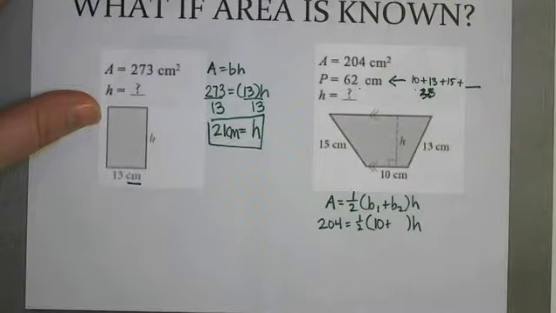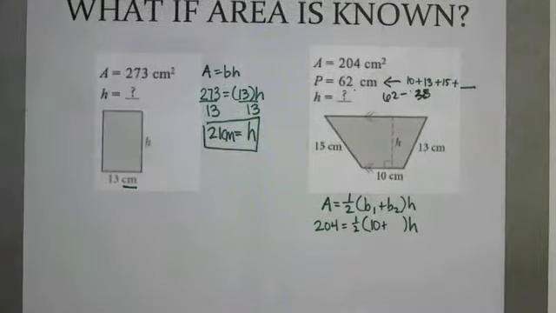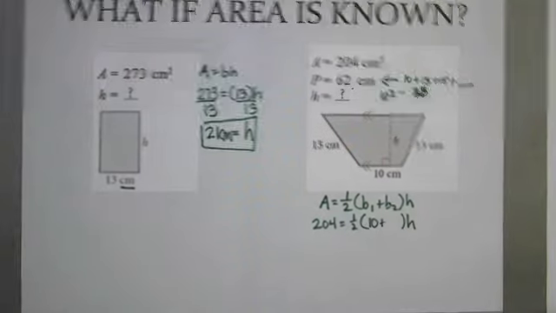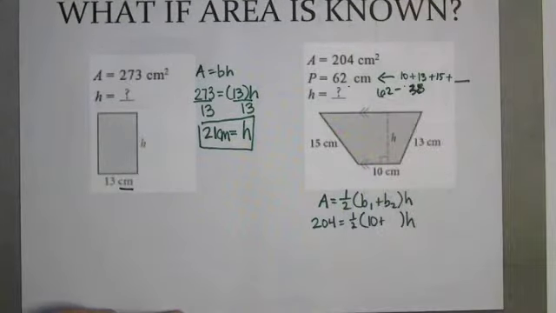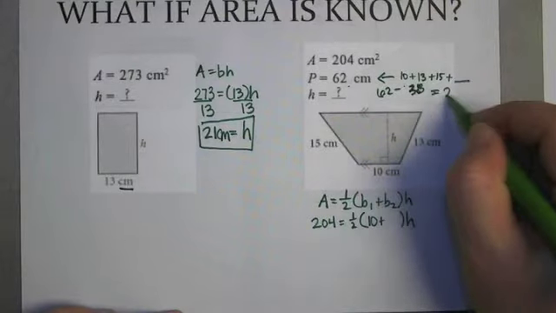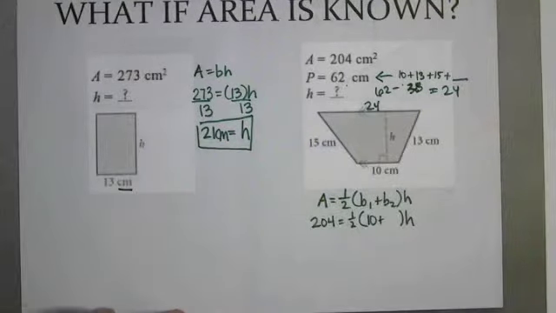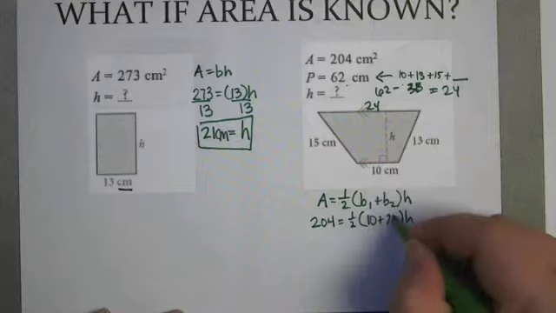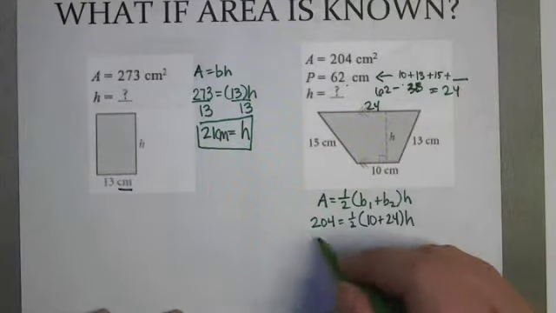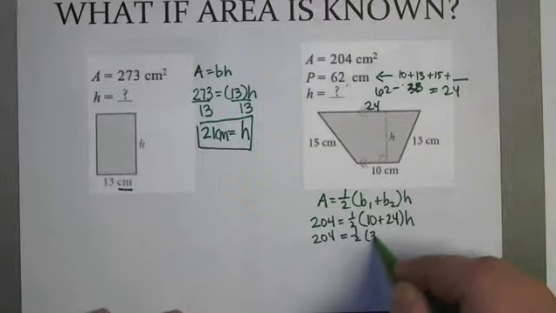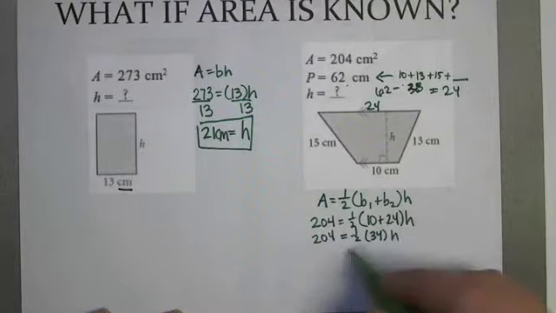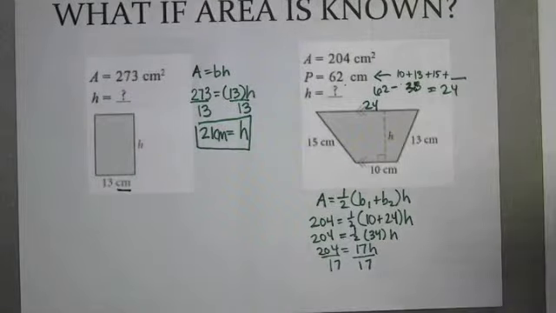So what I have to do is to figure out that missing side. I know the total has to be 62. So I'll subtract 62 minus 38, and I get 24. So now I can work it out to where I can solve for H. So 1/2 of 34 times H. So 204 equals, I take 17, divide by 17, and so what does H equal?